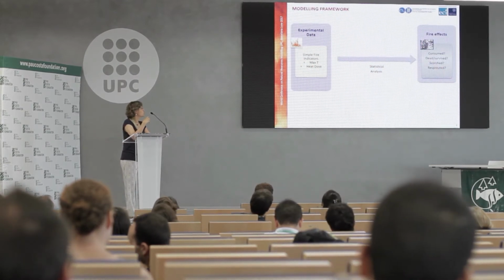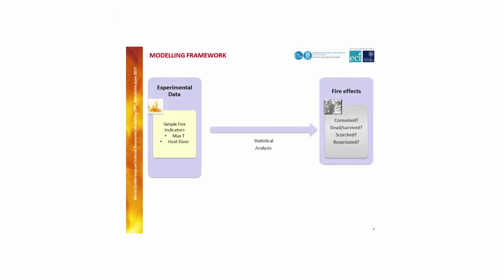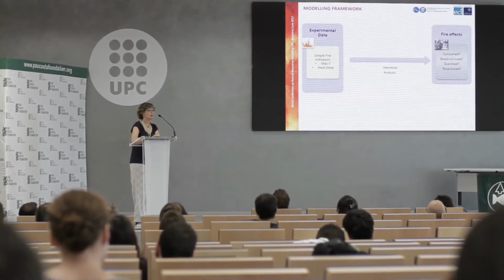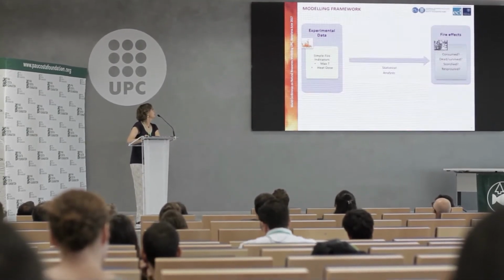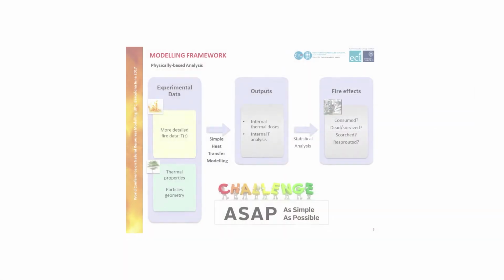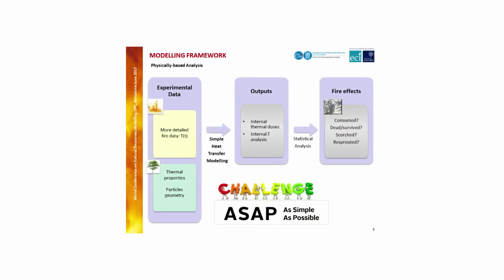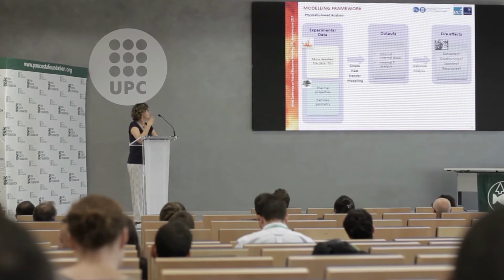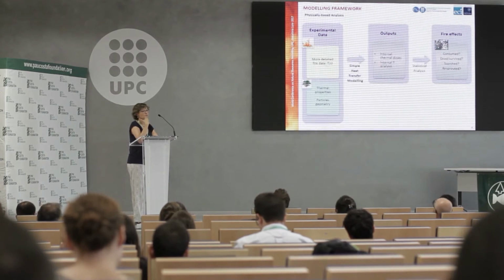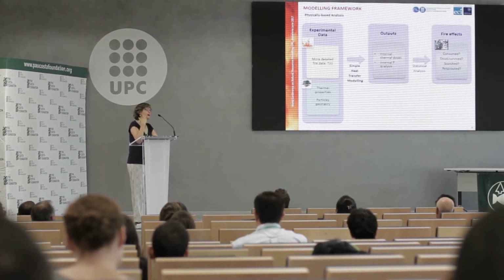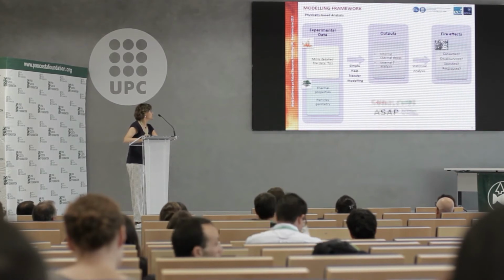We want to make a step forward from the statistical relations that fire ecologists usually come up with, in which they linked some simple fire variables like maximum temperatures or heat dosages with the fire effects. So we want to make that step forward and come up with physically based analysis in which, with a little bit more effort regarding experimental data gathering, both in terms of fire characteristics and also biotic variables, and with simple heat transfer models, we will be able to explain the fire effects with some sort of fire physical arguments. And there is the challenge.